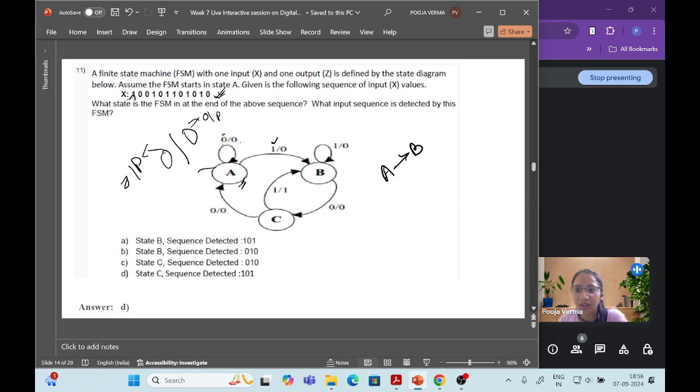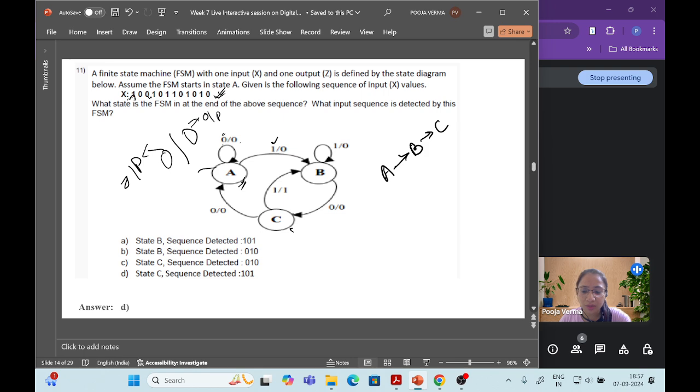Okay, so here the next input is 0, so that will change the state. That means it goes from B to C, right? Now next, it will reach the state C when the next input is again 0. So in the C state, when the input is 0, it will change the state. If the input is 1, then it will change to D.